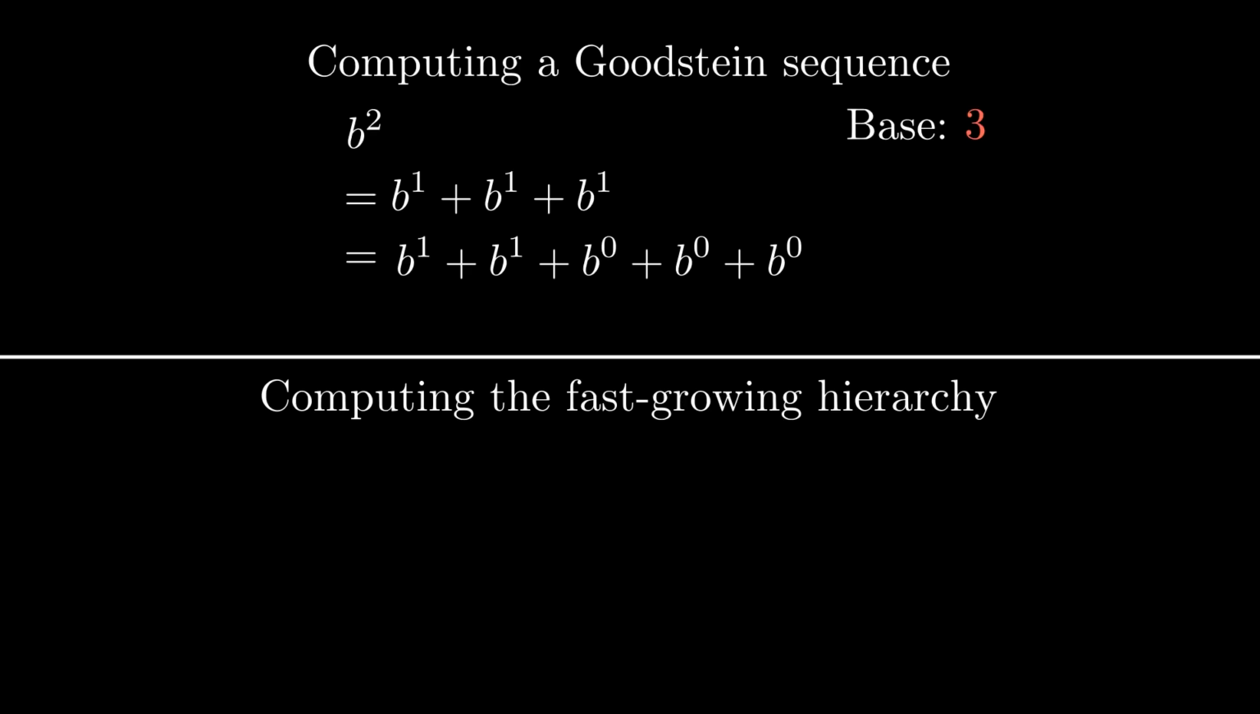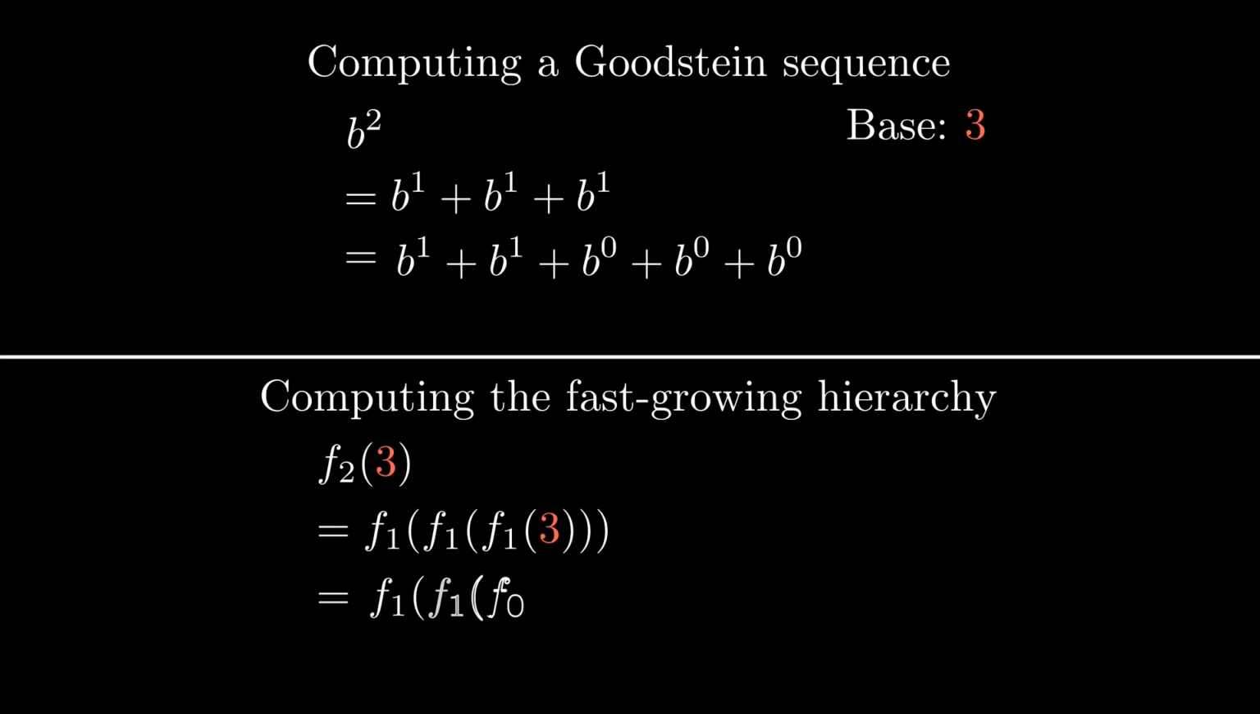Let's compute f2 of 3. By definition as given in the previous video, this is f1 of f1 of f1 of 3. And f1 of 3 is f0 of f0 of f0 of 3. In the computation on top, things appeared thrice because the base was 3. At the bottom, things appeared thrice because the constant was 3. And you can see that the top and bottom are strikingly similar. Every term on top is mirrored by a similar term at the bottom, with the number of b to the 2's, b to the 1's, and b to the 0's being the same as f2's, f1's, and f0's.